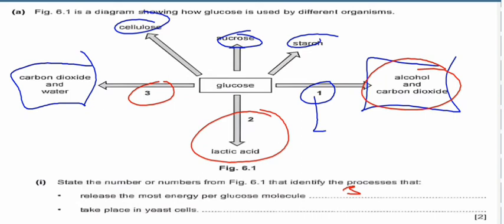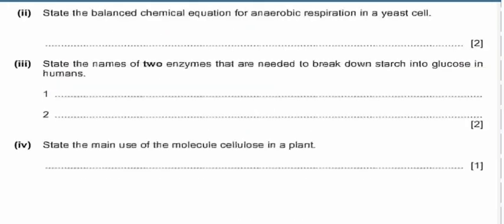Then, take place in yeast cells. It is just number 1. Because during the manufacturing of alcohol, an organism called yeast is going to be used to produce alcohol and carbon dioxide. Roman numeral number 2.